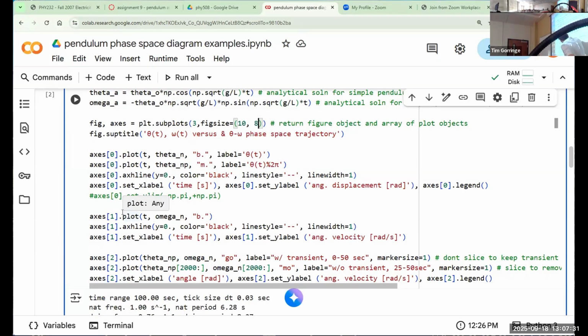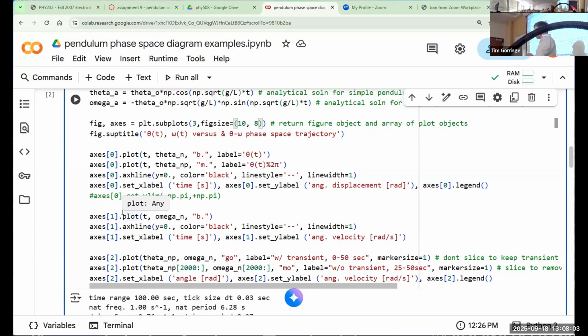You'll notice when I'm plotting the phase space, I'm actually plotting it twice here. So I've got one chord to plot and then a second chord to plot. In the first chord, I plot the entire 4,000 points of the phase space trajectory. In the second, I'm slicing the theta and omega arrays. I'm just plotting the last 2,000 points of the 4,000 points of the trajectory.